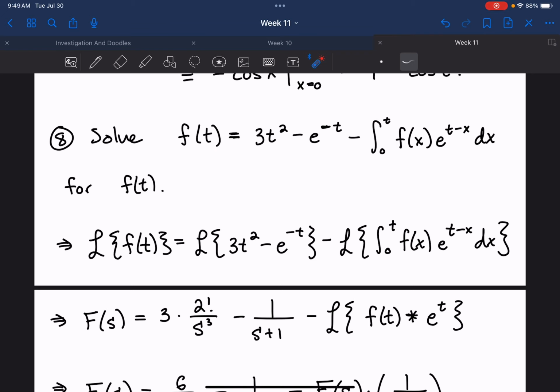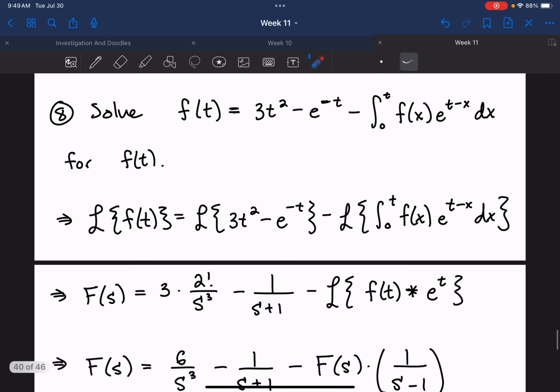Well, since this is an integral that looks like a convolution, it could be helpful to take Laplace transforms everywhere. Taking Laplace transforms of both sides, you get the Laplace transform of f, the Laplace transform of this creature, and then the Laplace transform of this. And we know that this is a convolution. This is f star e to the t.